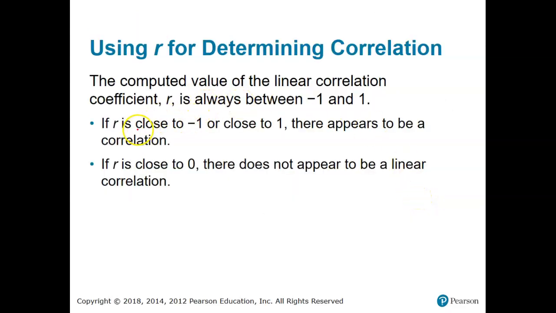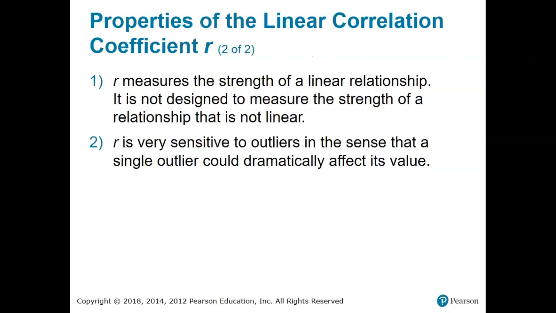Okay, so this just summarizes it. If R is close to -1 or to 1, then there does appear to be a linear correlation. If R is close to 0, then there does not appear to be a linear correlation. So close is a relative term, and that's why we're also going to look at p-values to make a decision about whether we can say that it has a linear correlation or not.